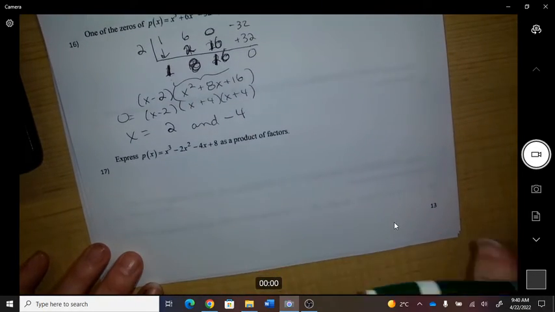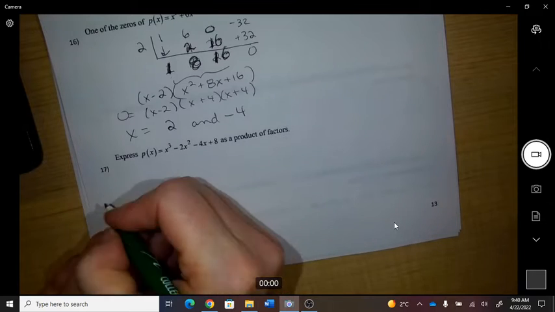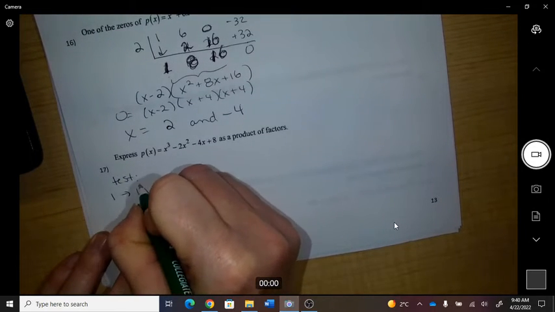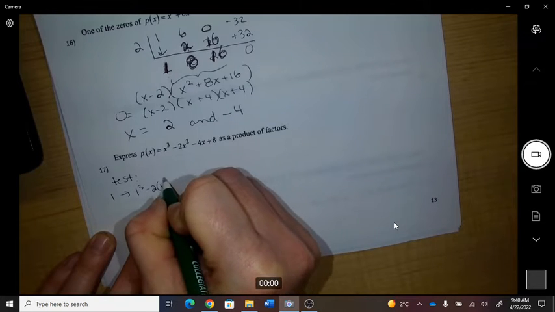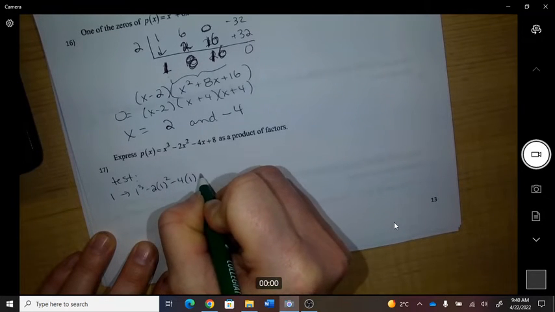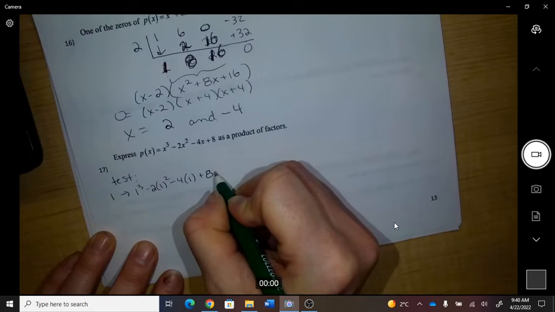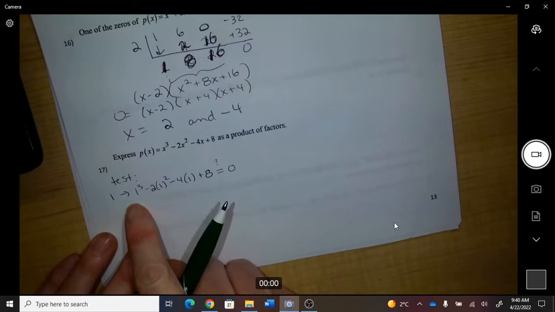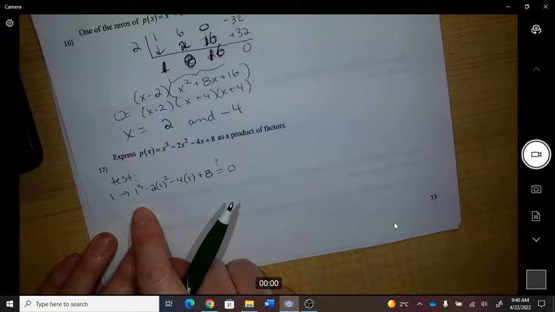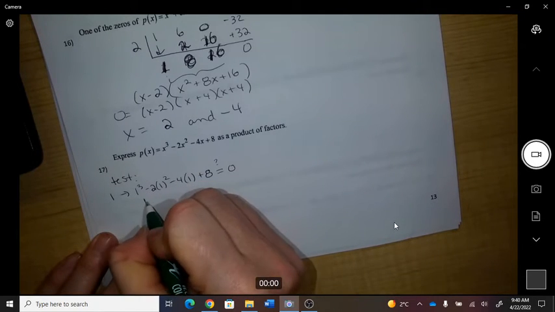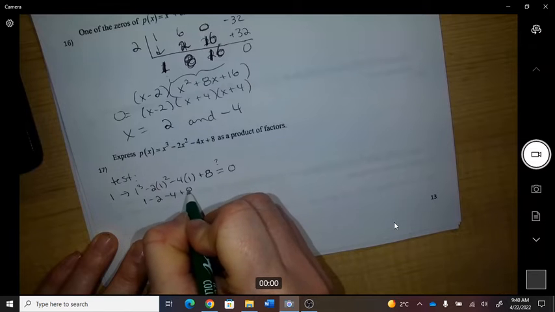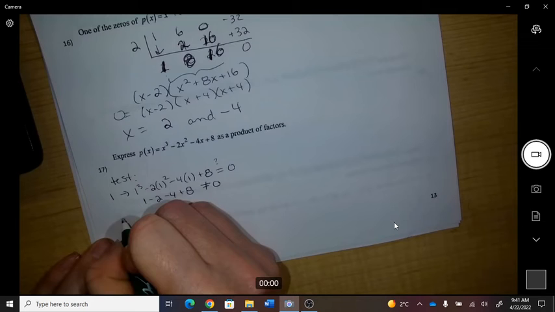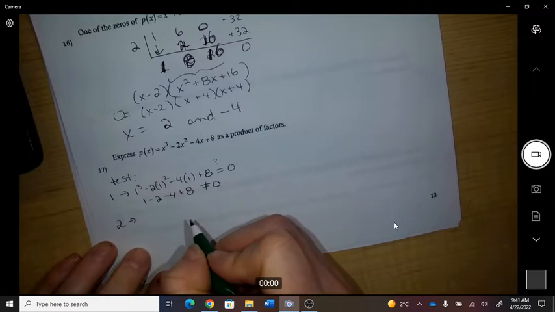Okay, express as a product of factors, so we don't know anything, so we're going to have to run some tests. I'm going to test 1. 1 cubed minus 2 times 1 squared minus 4 times 1 plus 8. Does it equal 0 or not? So 1 minus 2 minus 4 plus 8. That is not 0.